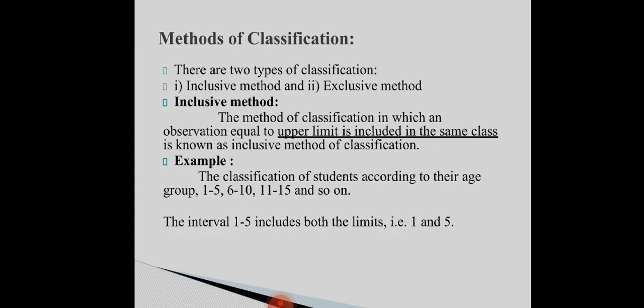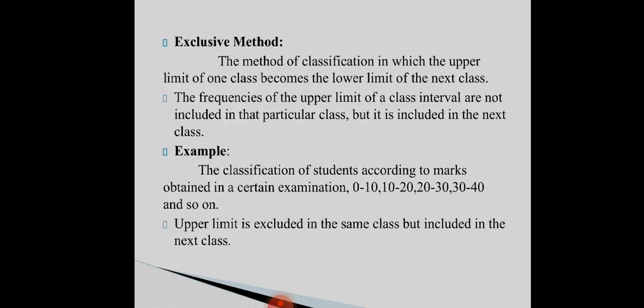The second method of classification is the exclusive method of classification. It is the method in which the upper limit of a class is not included in the same class but is included in the next class. For example, 0 to 10, 10 to 20, 20 to 30, 30 to 40. Here the upper limit 10 is not included in the 0 to 10 class but is included in the 10 to 20 class.